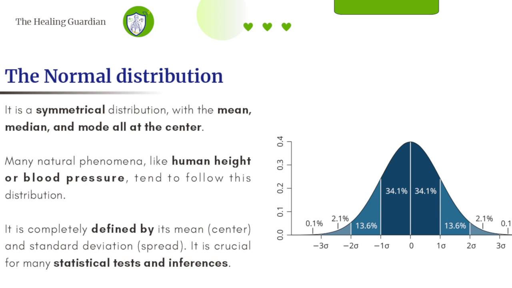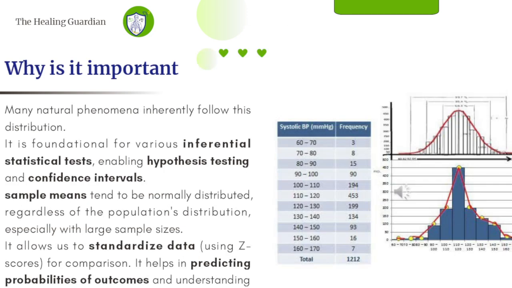Example, say a normal distribution has a mean of 15 kilograms and a standard deviation. Those are the ones we use to describe a normal distribution. It is very important in biostatistics. Why? Many natural phenomena inherently follow this distribution. It is foundational for various inferential statistical tests, as I've said. It enables hypothesis testing and confidence intervals, which is the last part we are now going to handle. Hypothesis testing, confidence intervals.